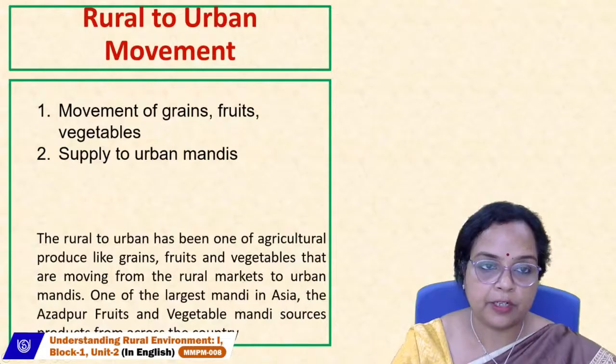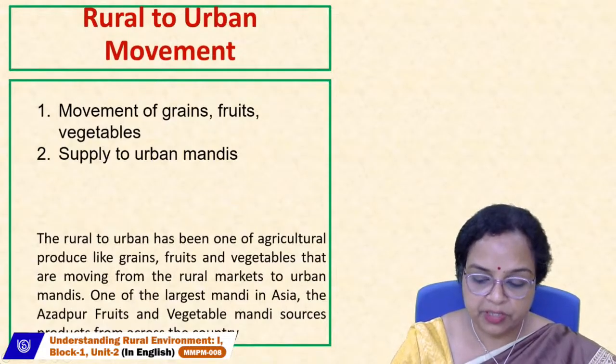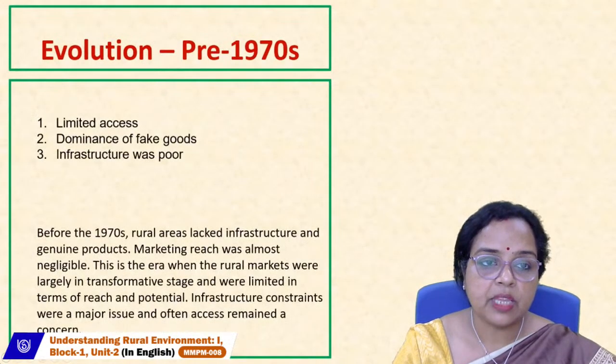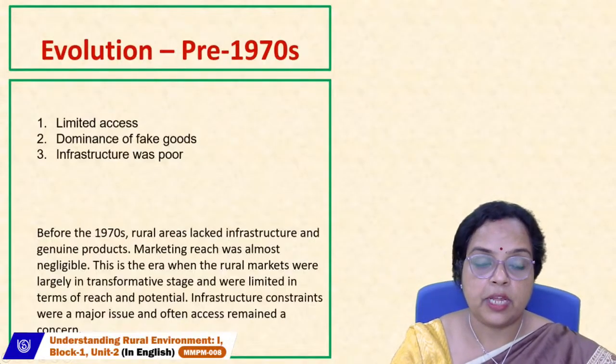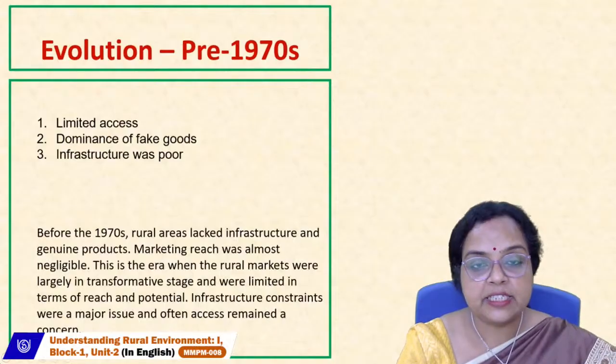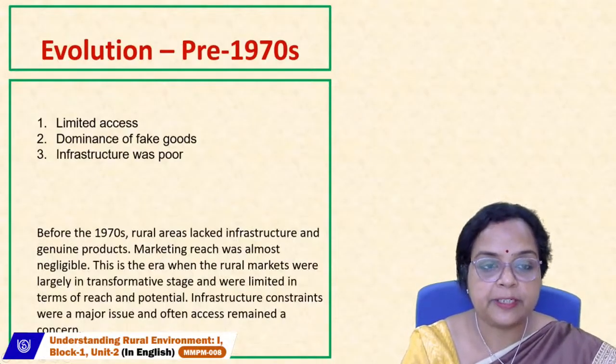By this slide we understood two types of economic movement. First is rural to urban, then urban to rural. Let's understand the evolution of rural market and how the rural market has evolved. Before 1970, let's discuss this period.